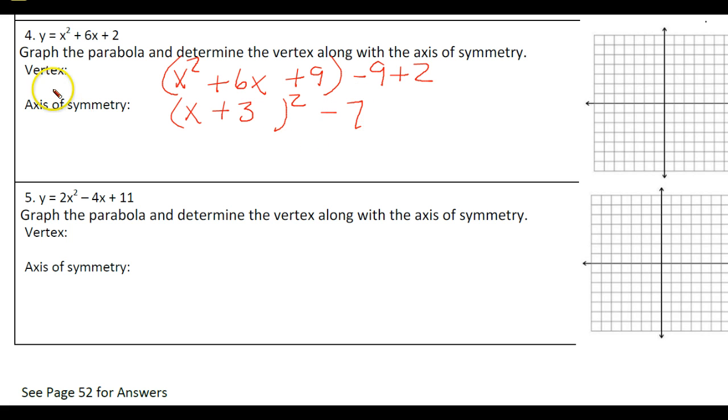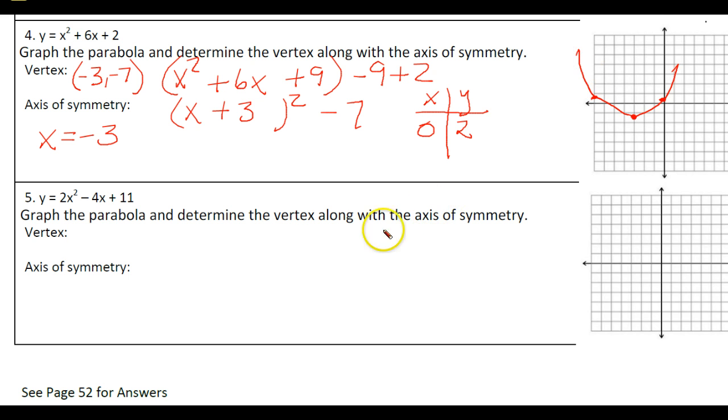A negative 7. So our vertex will be opposite sign. Okay, watch that now. Negative 3, negative 7. So our vertex, negative 3, negative 7, axis of symmetry, x equals a negative 3. And our y-intercept over here will be a 2. So 0, 2, remember these are 5. So over here, 1, 2, 3, 1, 2, 3, about like so. This will look sort of like that.